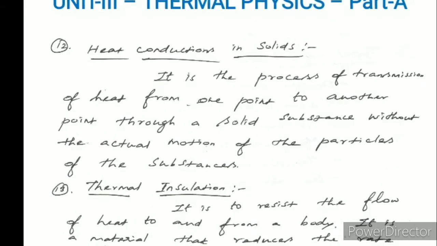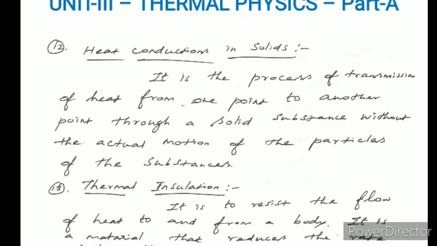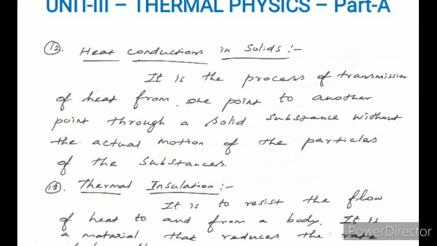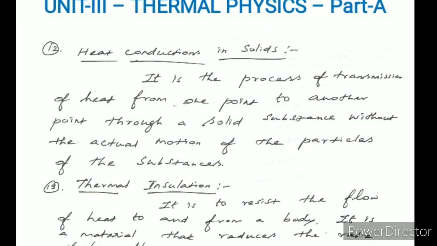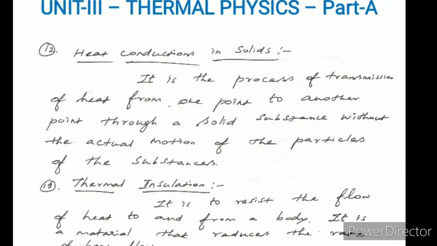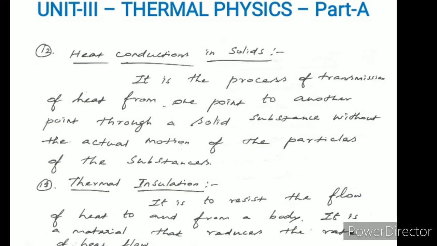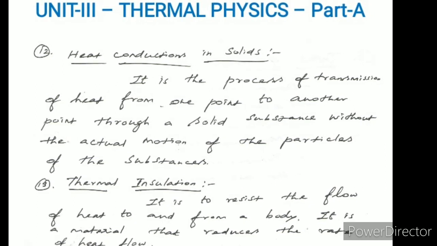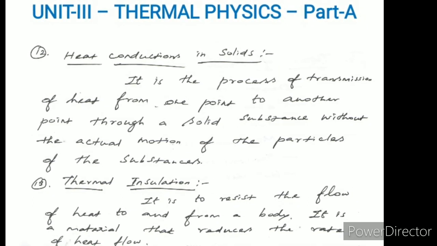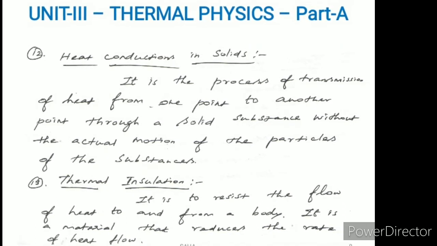The 12th question, heat conduction in solid. It is the process of transmission of heat from one point to another point through a solid substance without actual motion of the particles of the substance. Already we discussed the eighth question, thermal conductivity, and then the 12th question, heat conduction in solid. Both are nearly the same. 13th, thermal insulation. It resists the flow of heat to and fro from a body. It is a material that reduces the rate of flow. That is known as thermal insulation.